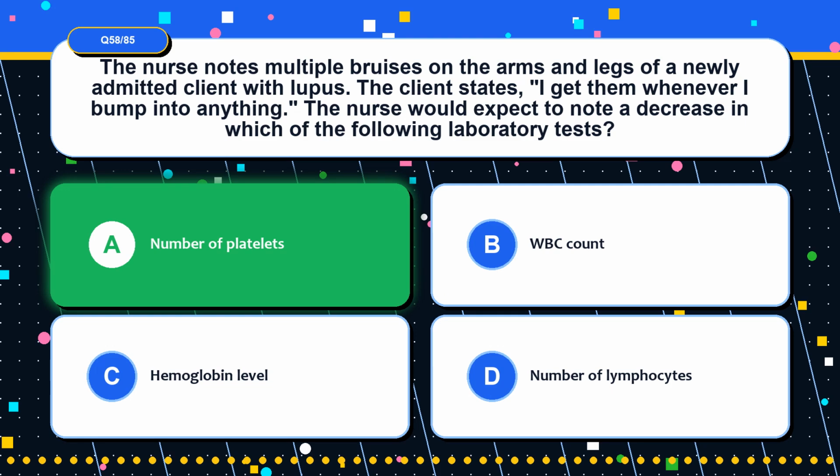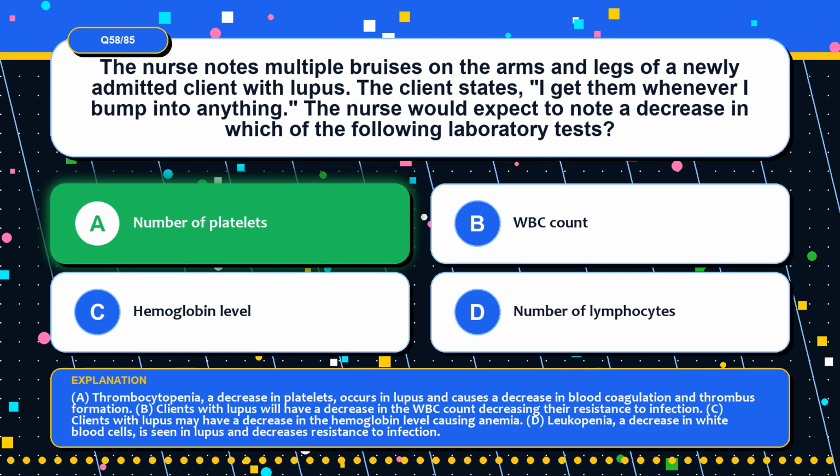The correct answer is option A. Number of platelets. A thrombocytopenia, a decrease in platelets, occurs in lupus and causes a decrease in blood coagulation and thrombus formation. B. Clients with lupus will have a decrease in the WBC count, decreasing their resistance to infection. C. Clients with lupus may have a decrease in the hemoglobin level, causing anemia. D. Leukopenia, a decrease in white blood cells, is seen in lupus and decreases resistance to infection.